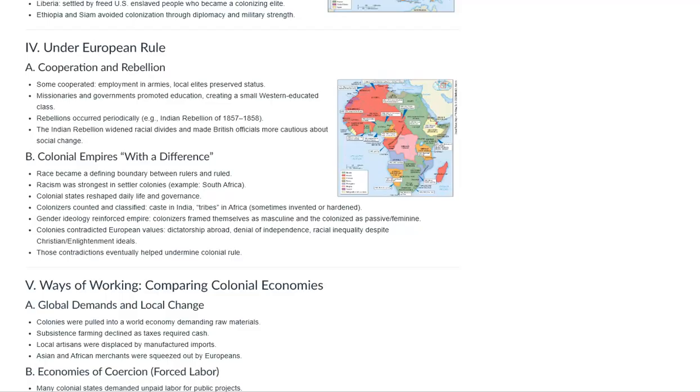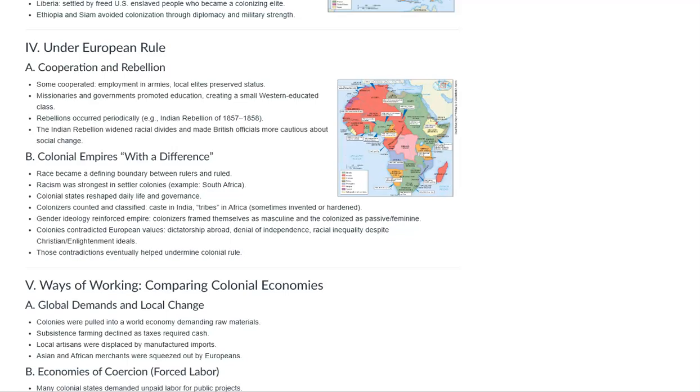And so a major example of this is rebellion. A rebellion never disappeared. Think about the Indian Rebellion of 1857 to 58. It was kind of like a mutiny that began amongst Indian soldiers, but it expanded, and some rebel leaders called for a revival of the older empire. Afterward, the rebellion widened racial divides in India.